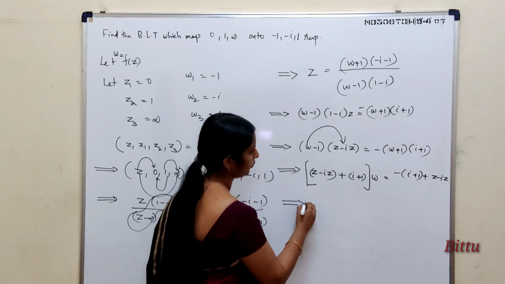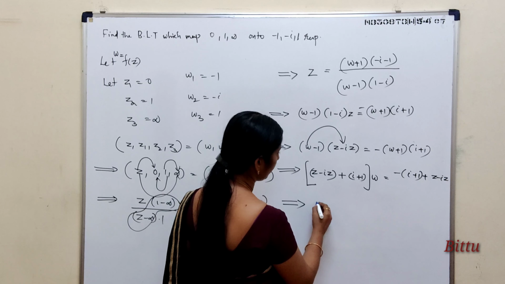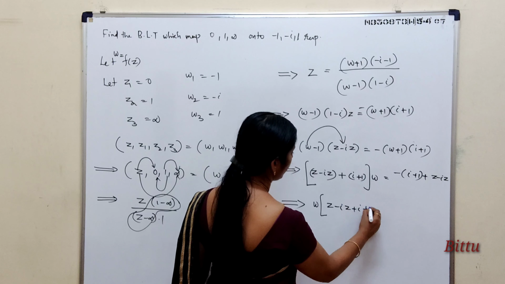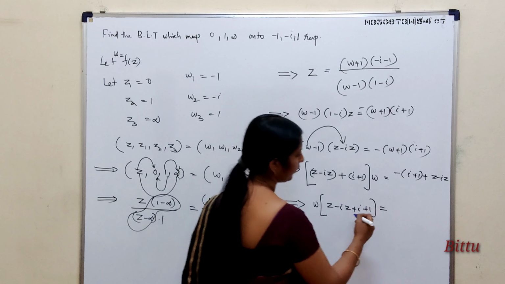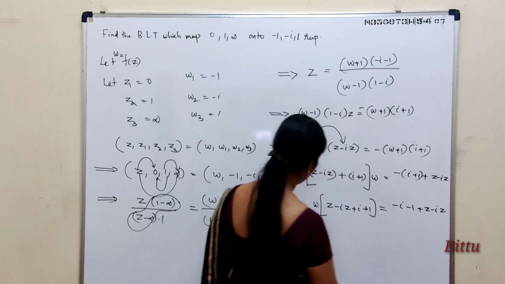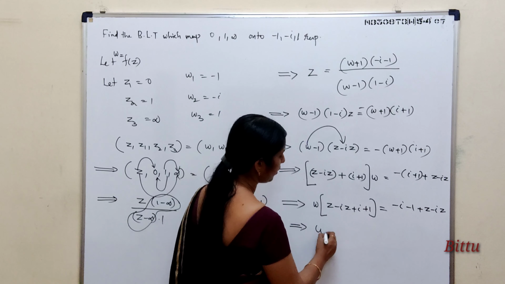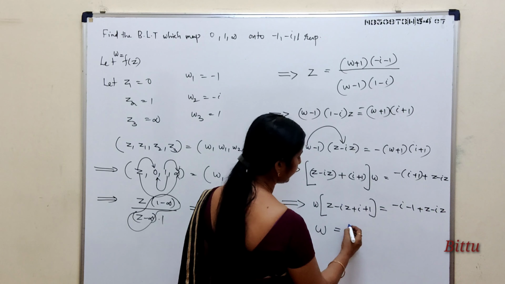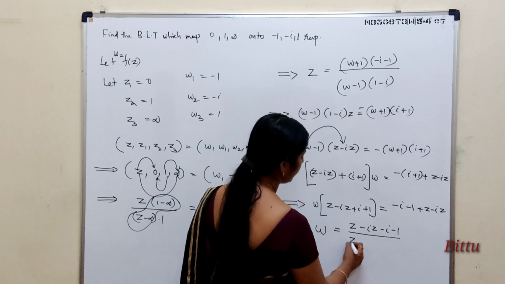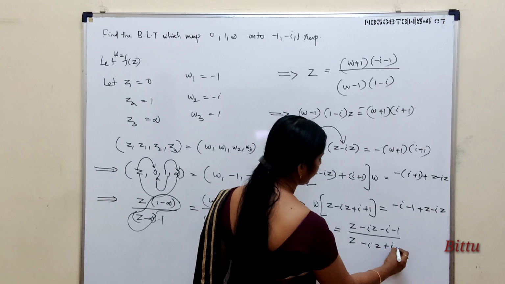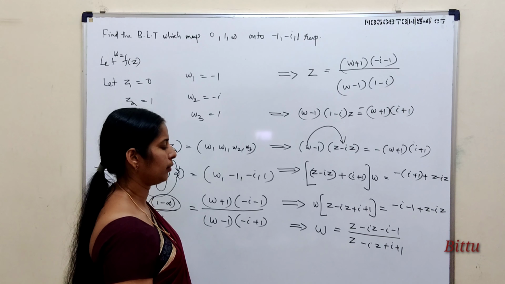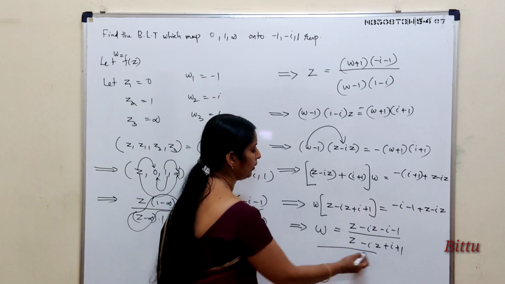which implies omega into z minus iz plus i plus 1 is equal to this term, minus i minus 1 plus z minus iz. So what is omega? Omega equal to, you collect z terms first, z minus iz minus i minus 1 by z minus iz plus i plus 1. Here no cancellation with the terms. So this is our required bilinear transformation.